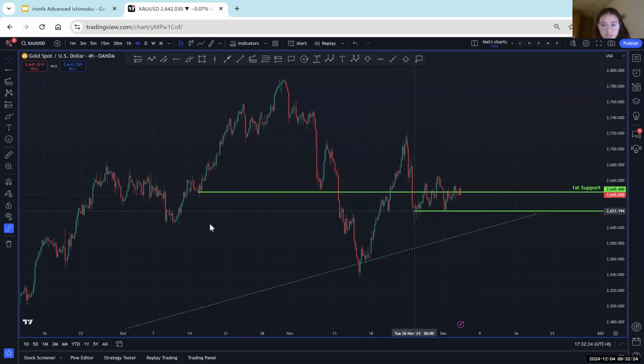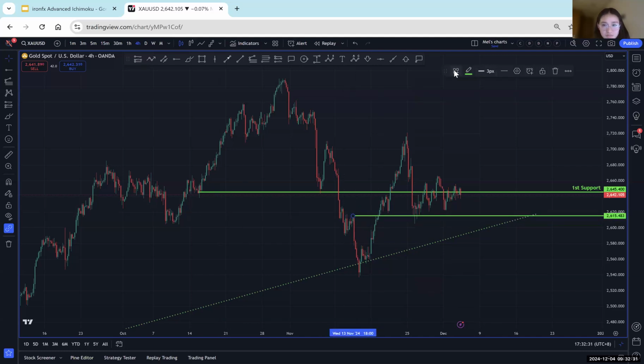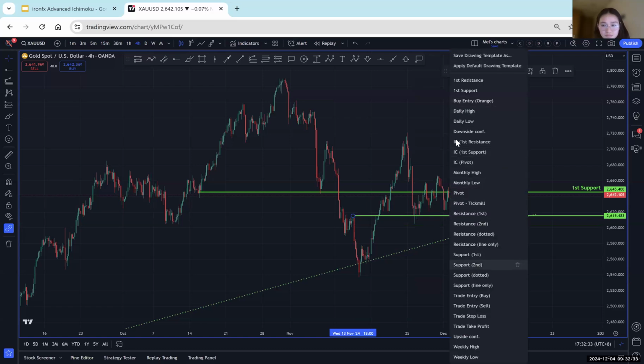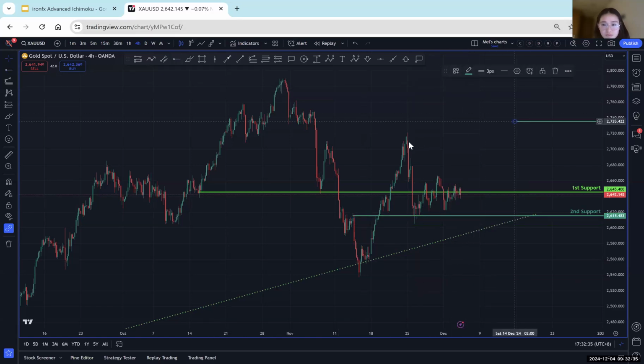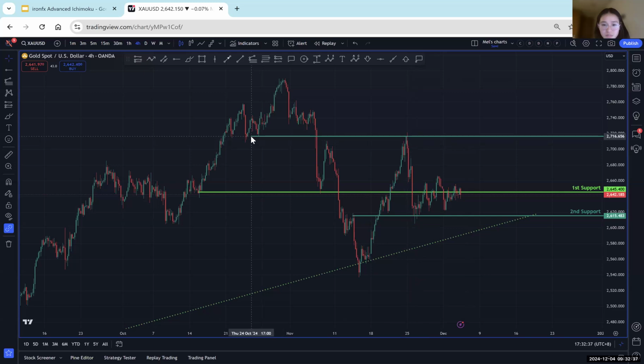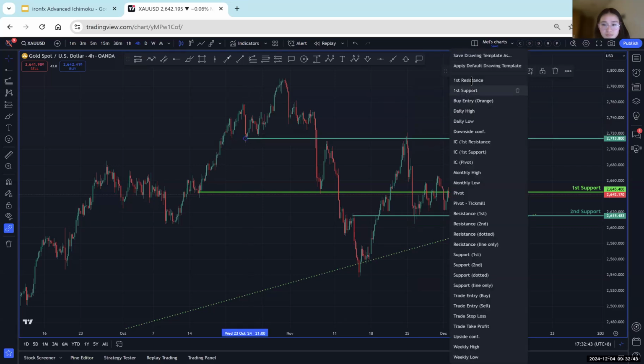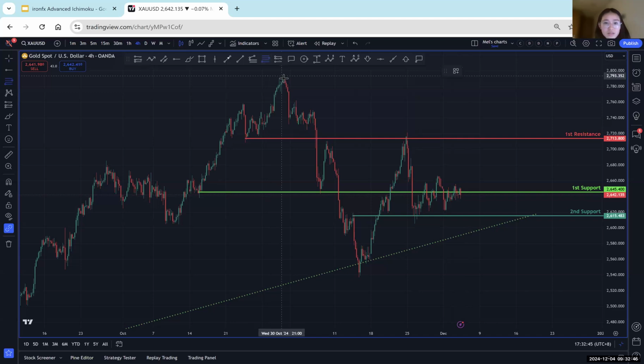And my second support, maybe just here. First resistance here. Okay, now going in with our Fibonacci levels once again.